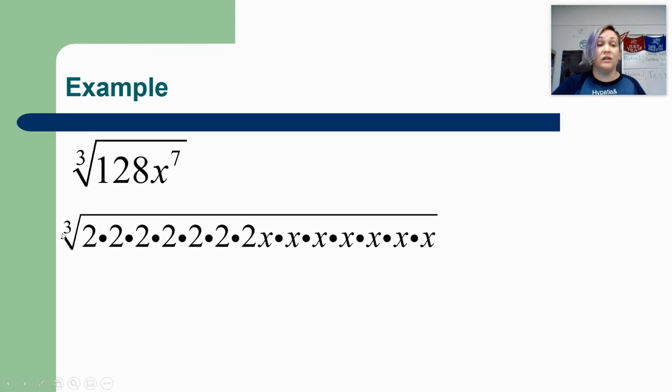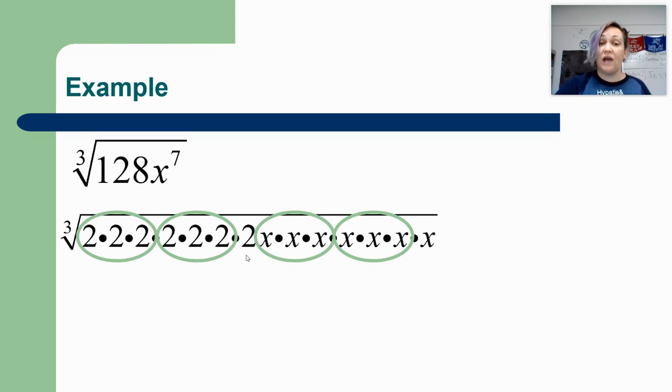So this is to the index of 3, which means I'm looking for 3 of a kind. Okay, so I'm circling in triples, not doubles. So I have my 3 2s. I have another set of 3 2s. And this leftover 2, it doesn't get to belong in a circle. And it's going to be left inside the radical.